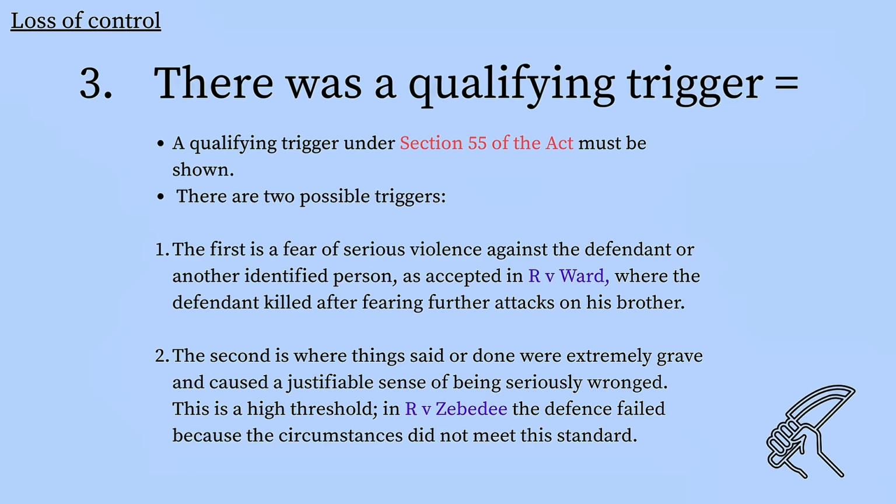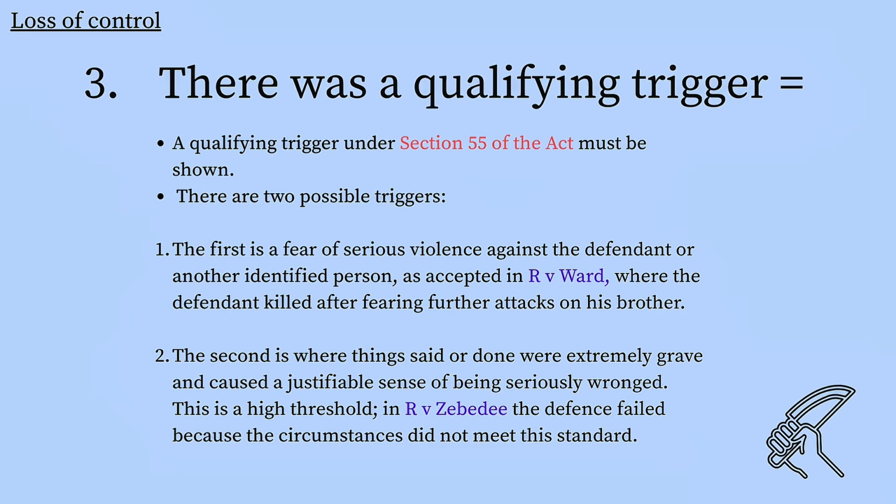The second is where things said or done were extremely grave and caused a justifiable sense of being seriously wronged. Now, this is seen in R v Zebedee, where the defence failed because the circumstance did not meet this standard. So in this case, the thing that was said or done wasn't extremely grave, and it didn't cause a justifiable sense of being seriously wronged.